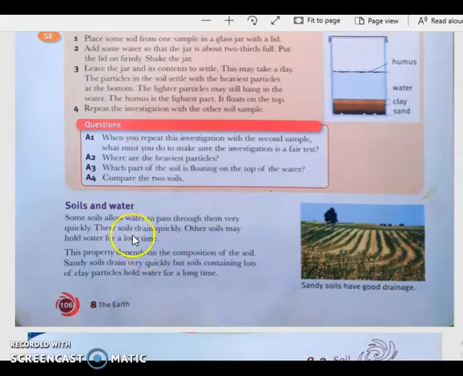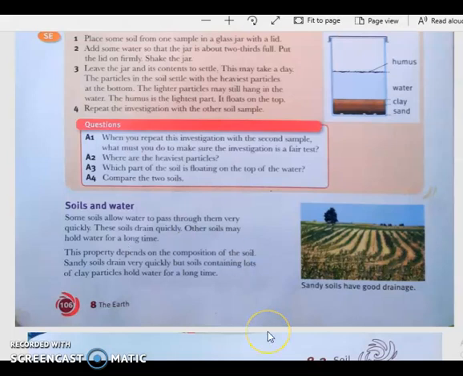Okay. Some soil allow water to pass through them very quickly. These soils drain quickly. Other soil may hold water for a long time. Some will allow the water very quickly and it will drain also very quickly. Other soils hold water for a long time. This property depends on the composition of the soil. Sandy soil drains very quickly, but soil that contains a lot of clay particles holds water for a long time.